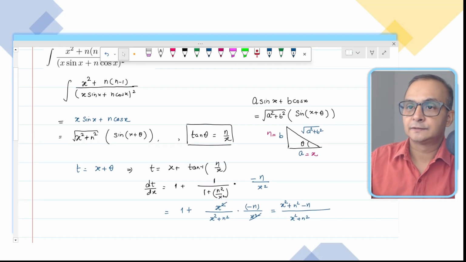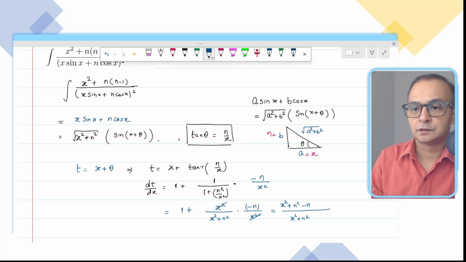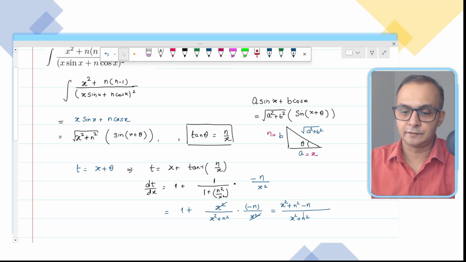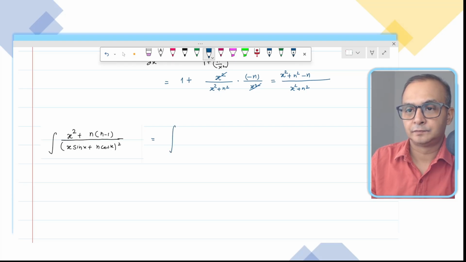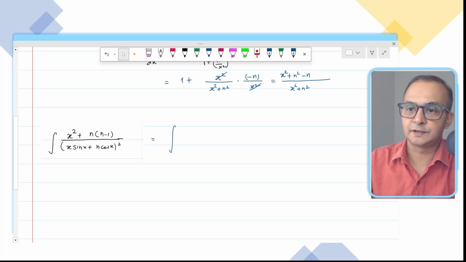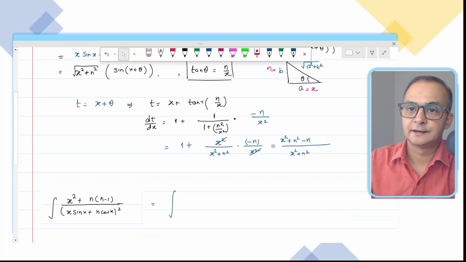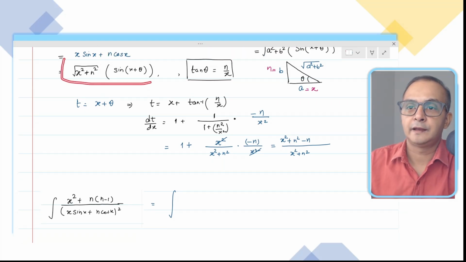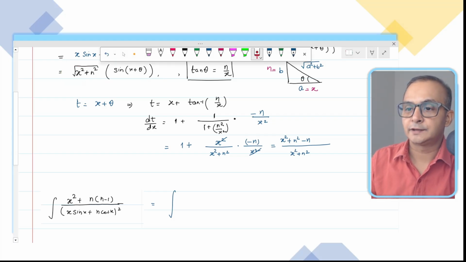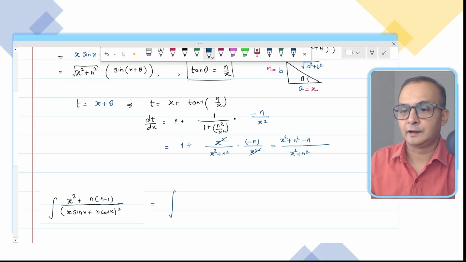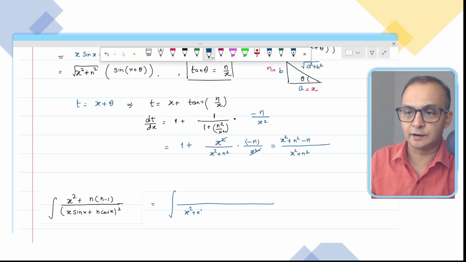This will give us, let me write it here. This x plus sine x plus n cos x as square root of this quantity, means the square root of x squared plus n squared into sine of x plus theta. So what do I get? I get in the denominator x squared plus n squared without the root because I'm taking a square.